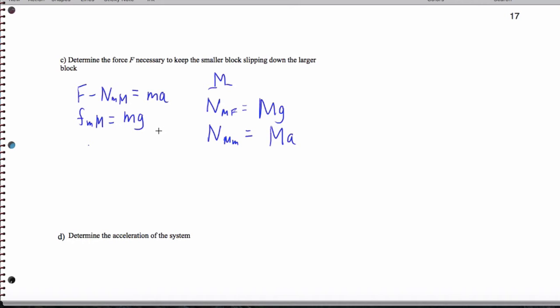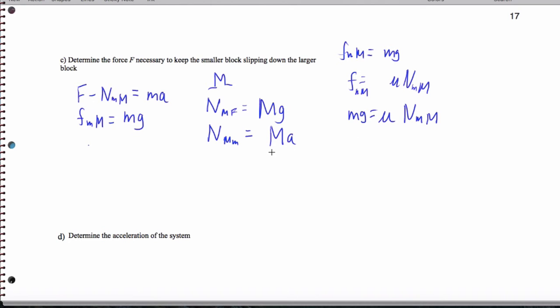we'll go ahead and calculate capital F, the force necessary to keep the larger block from slipping down the smaller block. So to be clear, I know that friction on little m due to big M is mu times N little m big M. And with that in mind, I have the following. I also know that this friction equals little m times g, so I can do a little substitution here. So I have that mg equals mu n little m big M.